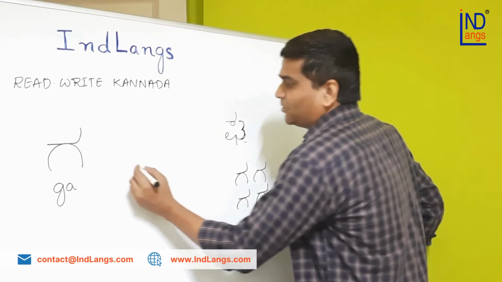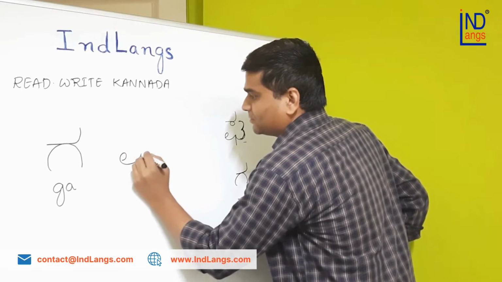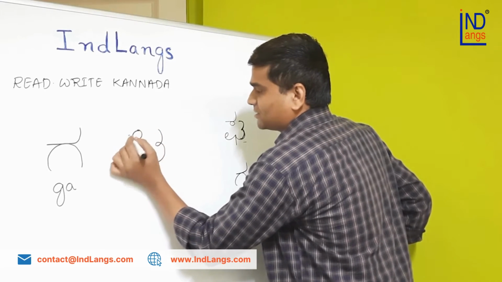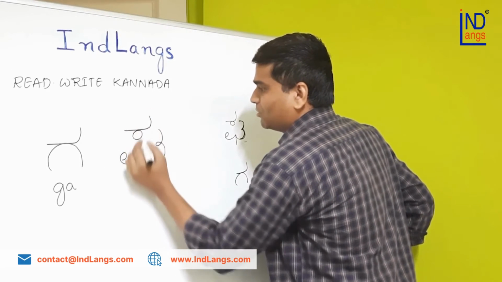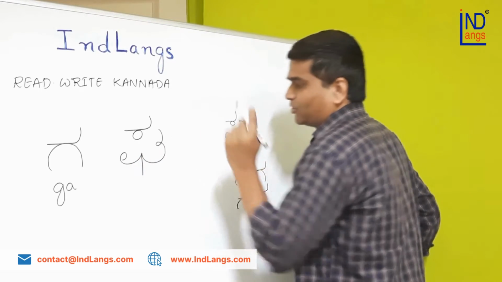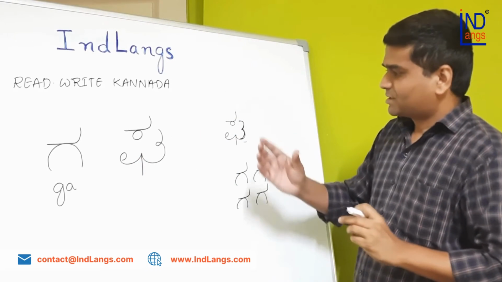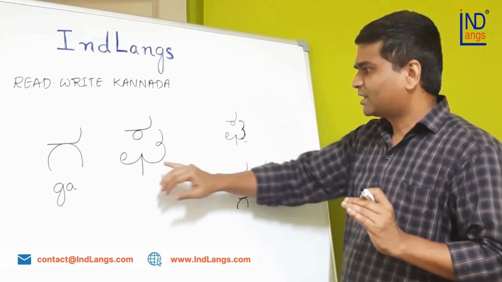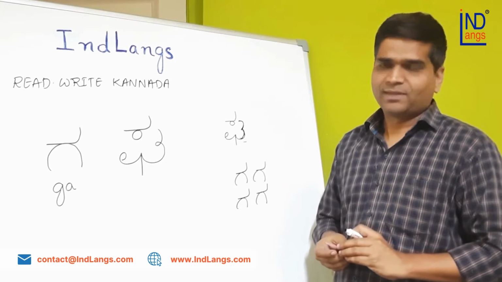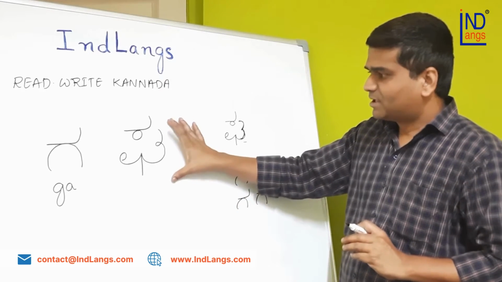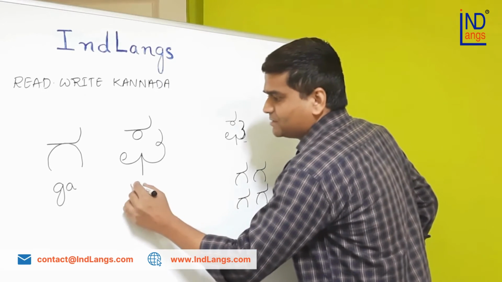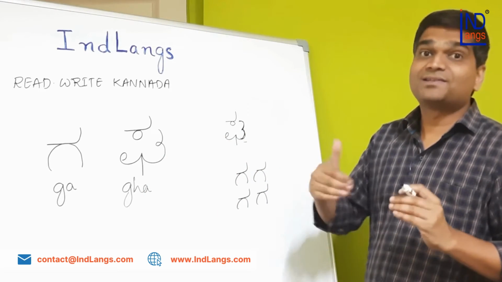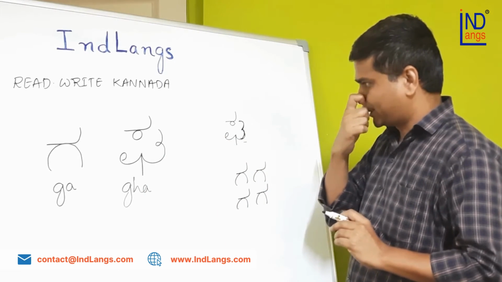So how to write Gha? Do like this, and then do like this, and then a small circle and then a kombu and then a line in the bottom. From now onwards, for most of the Mahapranas, you will get a line in the bottom. Okay. So this is called Gha, and let me represent it as GHA in English. Let us represent it as GHA.